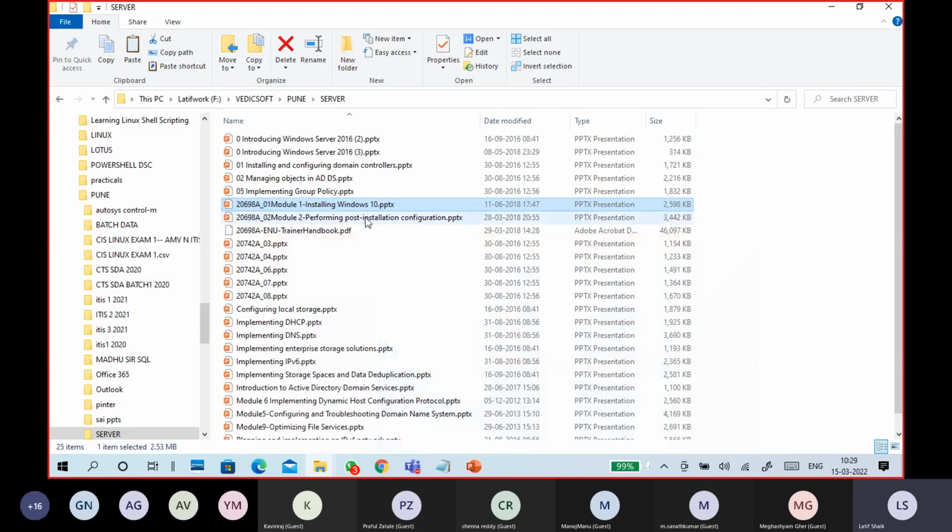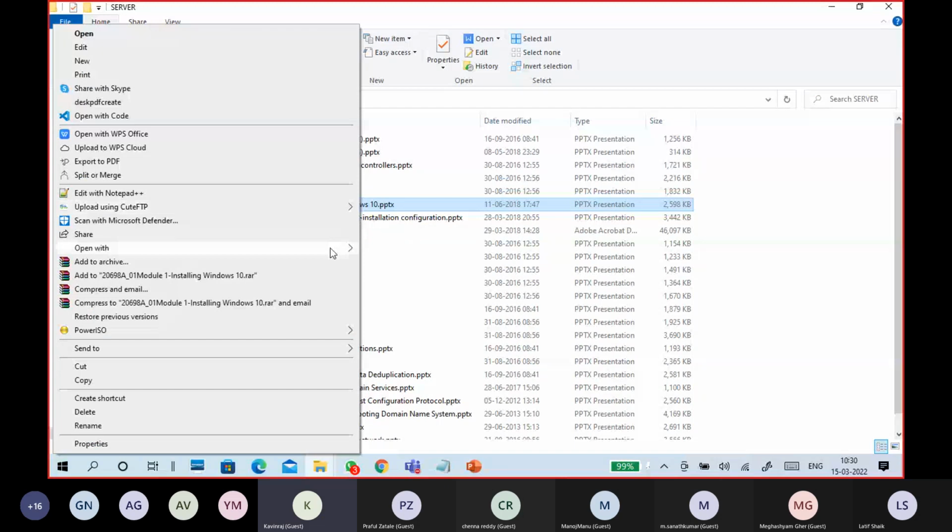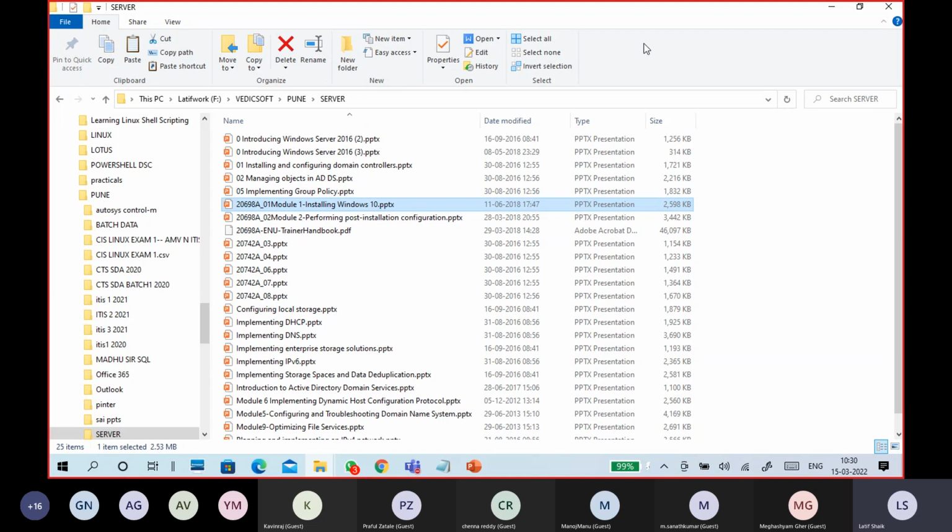But what happened is, by default, when I open this application, it opens with WPS only. Sometimes it happens. What to do? I want to open it with MS Office. Right click, Open with PowerPoint, like that you can select it. But the problem is I have to do it every time, and our habit is to double click. Right clicking every time is difficult, right? So what is the permanent solution?